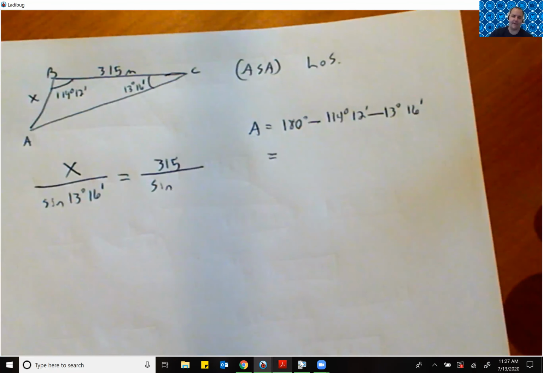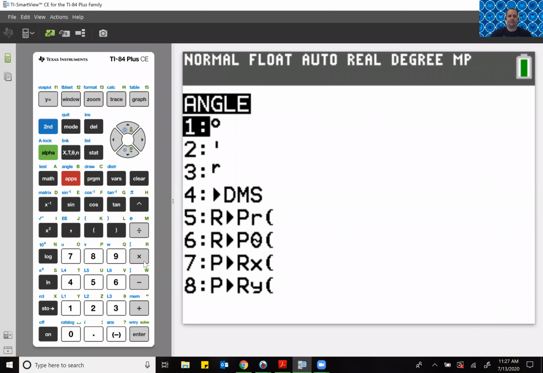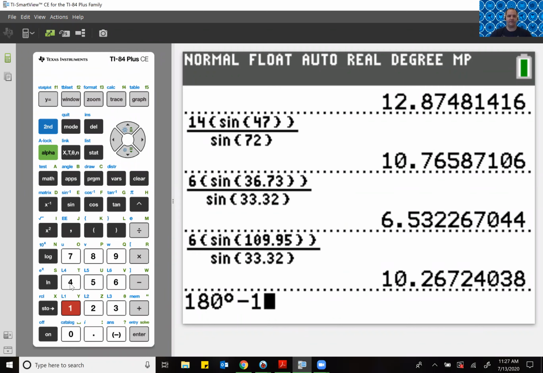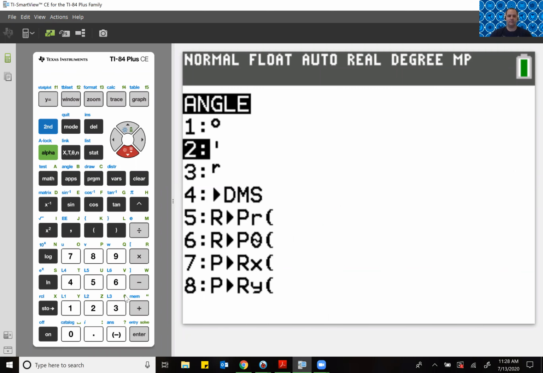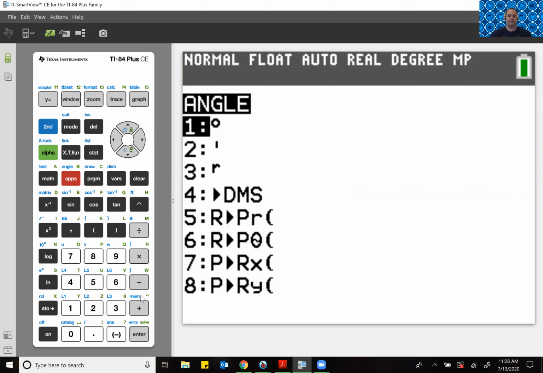So we can just go to our calculator and let it do its job. So 180. And remember that you're going to hit second apps, degrees, minus 114 second apps, degrees, and 12 second apps, minutes, minus 13 degrees, 16 minutes.